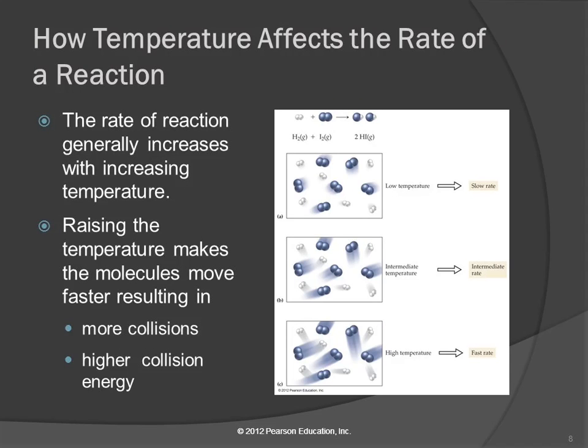Temperature also affects the rate of reaction. Temperature increases the velocity of the particles. They have the same mass. Kinetic energy is 1/2 the mass times the velocity squared, but it increases the speed. So they're moving faster. If we had people running around the room versus walking, there would be more collisions.